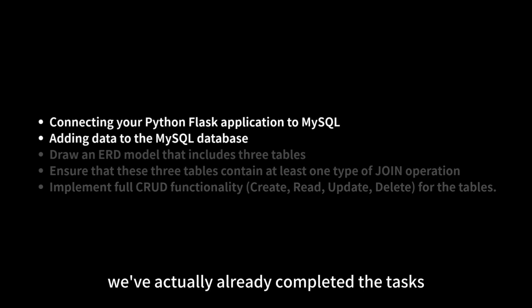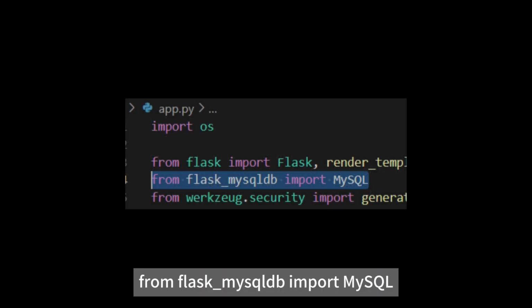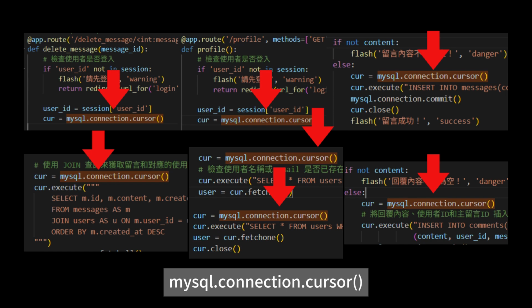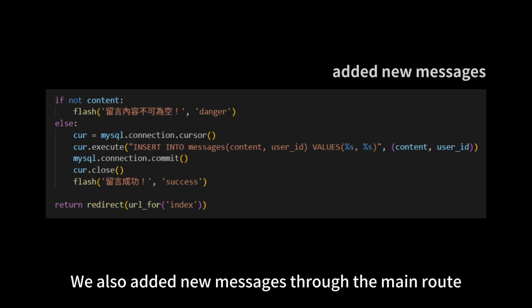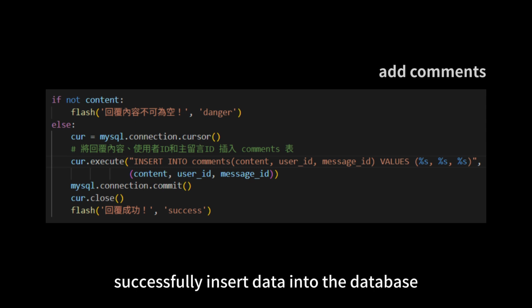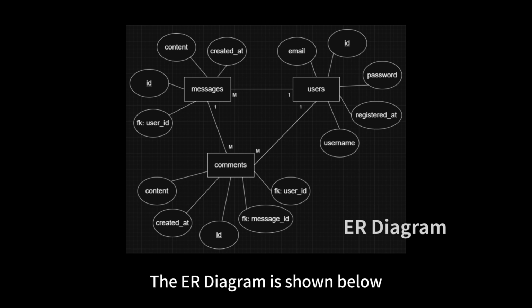Continuing from homework 1, we have actually already completed the tasks of connecting Flask with MySQL and added data to the database. We achieve this by importing MySQL from flask_mysqldb, creating a connection in the root function using the MySQL connection cursor, and executing SQL commands. We also added new messages through the main root, and both user registration and edit commands features successfully insert data into the database. Currently, the database contains 3 tables. The ER diagram is shown below.